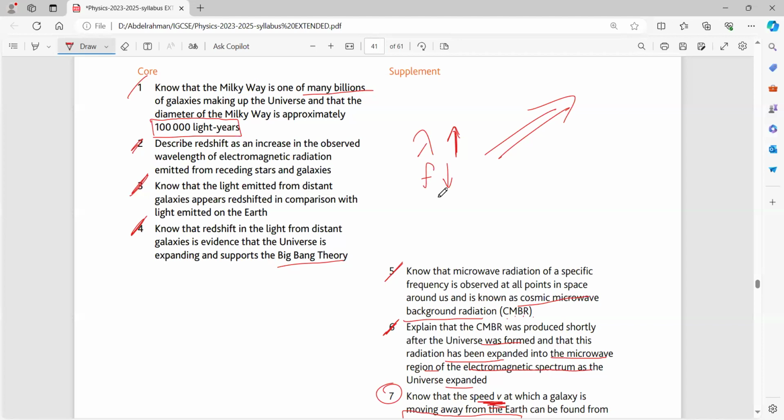When I say, for example, that the width of the Milky Way is 100,000 light years, it means that if you have a laser beam and you start it from one end of the Milky Way, this laser beam will take 100,000 years to travel from one end all the way to the other end.